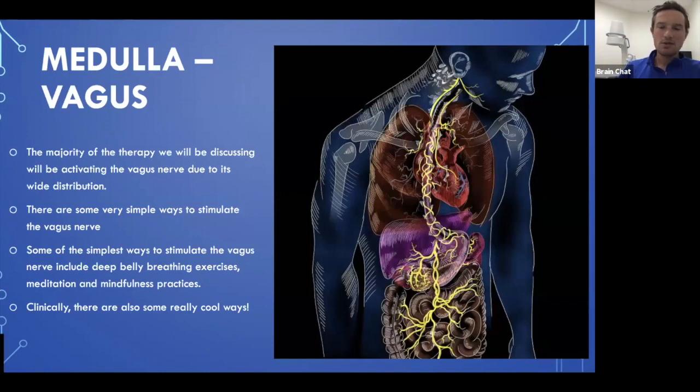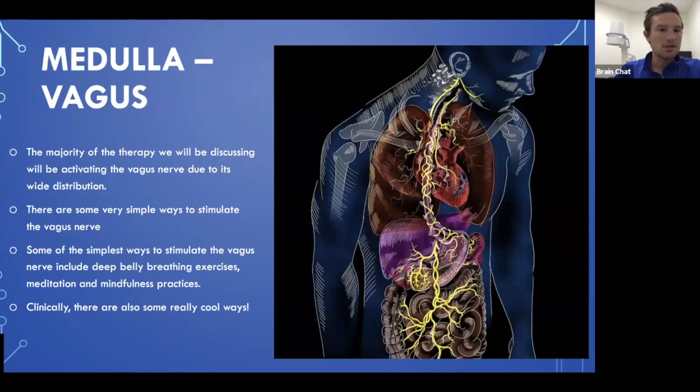So vagus is what I really discussed here, but there's other things that you can do and other cranial nerves that you can activate. But because the vagus seems to have its tentacles in everywhere below the shoulders, it really makes sense to use that as a therapy tool. So the majority of therapy was vagus.